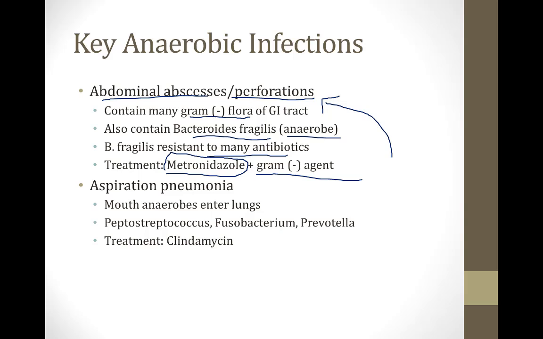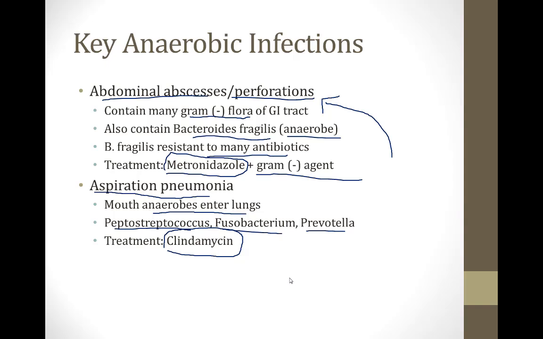Another infection where anaerobic bacteria play a key role is aspiration pneumonia. So when you aspirate vomit, mouth anaerobes will enter the lungs. These are bacteria like Peptostreptococcus and Fusobacterium and Prevotella. And this is why the antibiotic agent of choice for aspiration pneumonia is clindamycin. Clindamycin is an antibiotic that covers anaerobic bacteria.